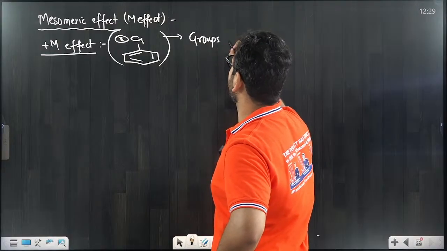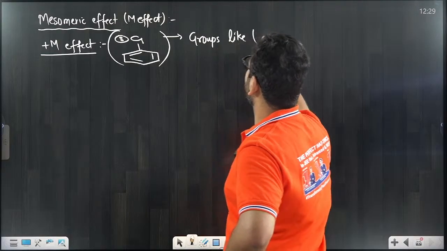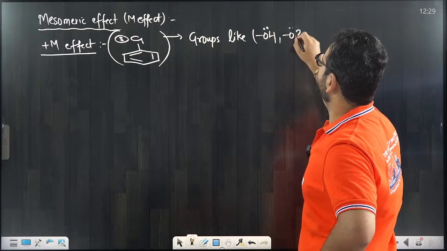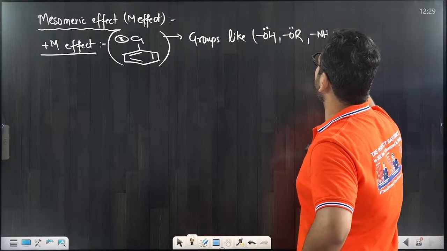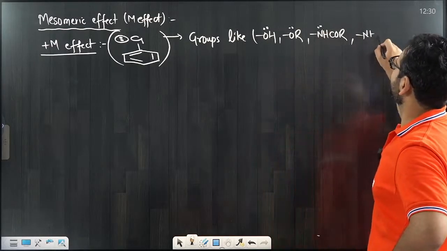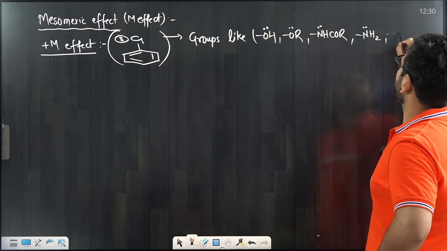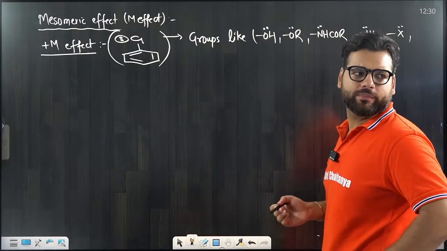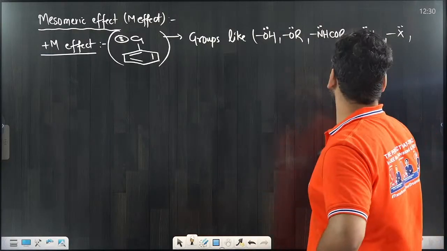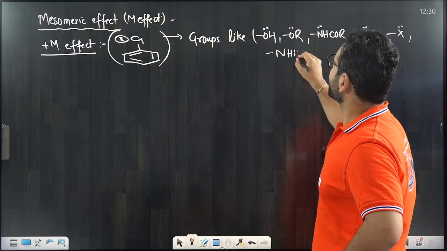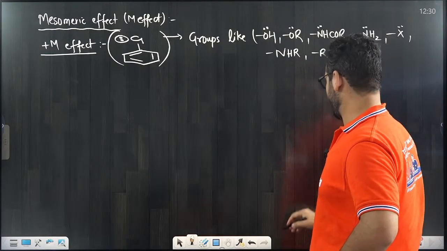Groups like OH, OR, NHCOR, NH2, halogen like fluorine, chlorine, bromine. Okay, they are also plus M. NH2, NHR, secondary amine, NR2, tertiary amine.